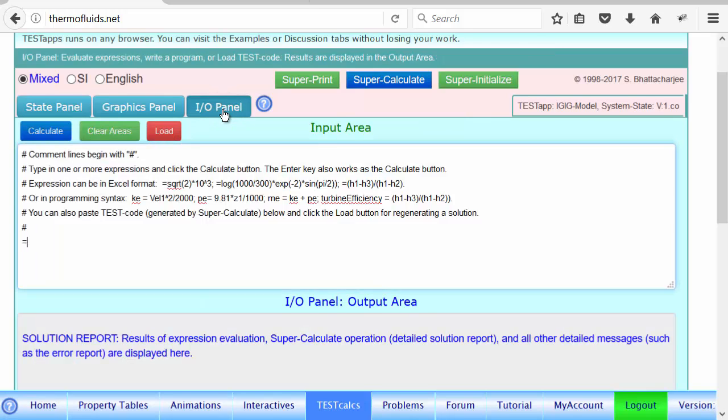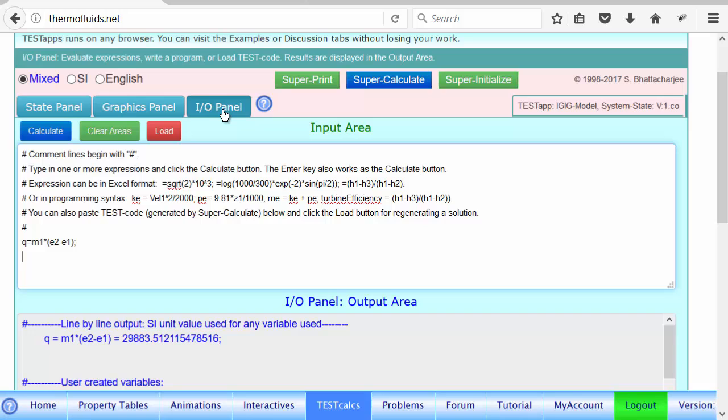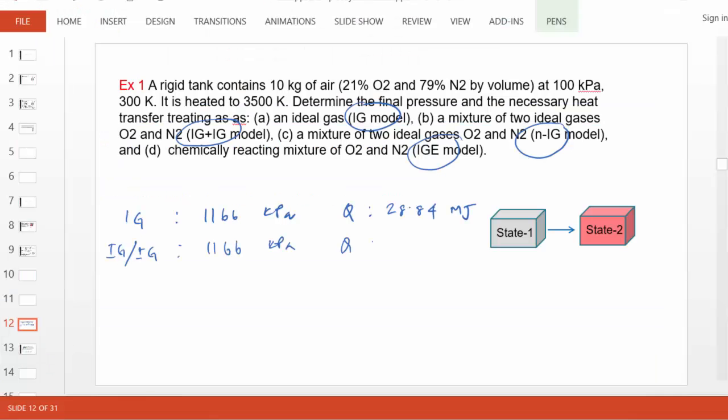We can do the same thing here. Q equals M1 star E2 minus E1. There's no reason for the answer to change much. It's 29.8, it slightly changed, and the reason being, in this case, air is treated as a gas with a different molar mass. It has a little bit of CO2, whereas in this IGE model, we're just treating air as a mixture of oxygen and nitrogen. That explains the slight difference in the answer.